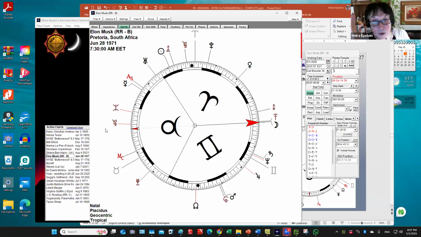Sometimes it matters which planet we're talking about. If this was sun and moon, I would consider it. But if it's one of those small ones, I might leave it alone. So I just wanted to demonstrate an orb of 1 degree, which I tend to not use.